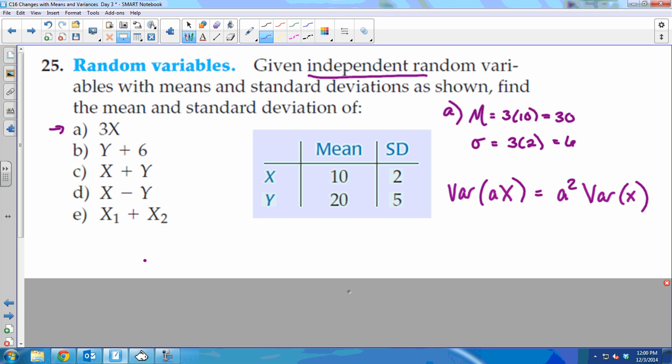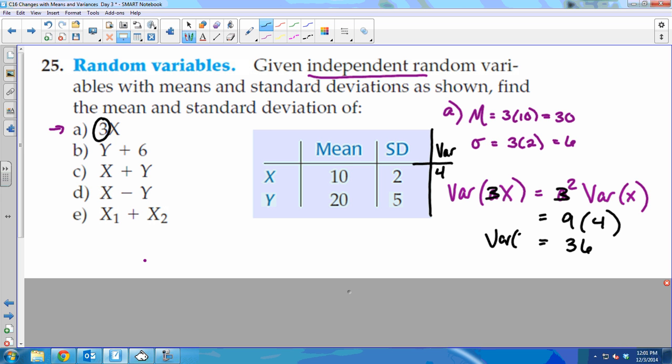Okay? So what is our a here? What's our constant we're using? 3 is our constant, right? It's 3 times x. That would be 3x right there. So we have 3 squared times the variance of x. How do I find the variance of x from the standard deviation? How do I find the variance? You square it, so it's 4, right? So 9 times 4 is 36. That's the variance. And if I want to find the standard deviation, I would just take the square root, right? Which is also 6.